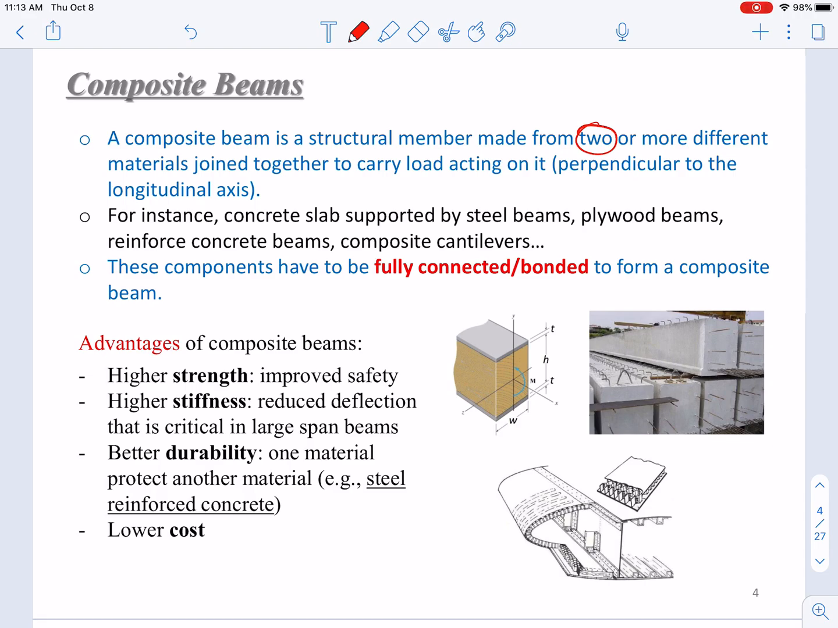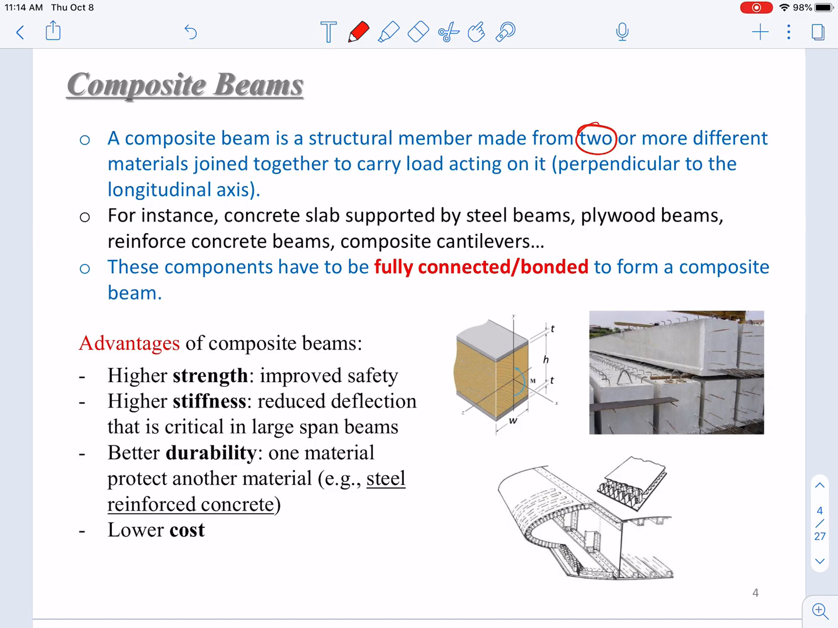Composite beams have many advantages. That is why they have been frequently used in practical designs. They normally can provide higher strength, which improves safety. They can provide higher stiffness. This will reduce the deflection that is critical in large span beams, since when you have a large span structure, you will not want to see observable deflections or deformations. It can also provide better durability, since one material can protect another material, like steel reinforced concrete.